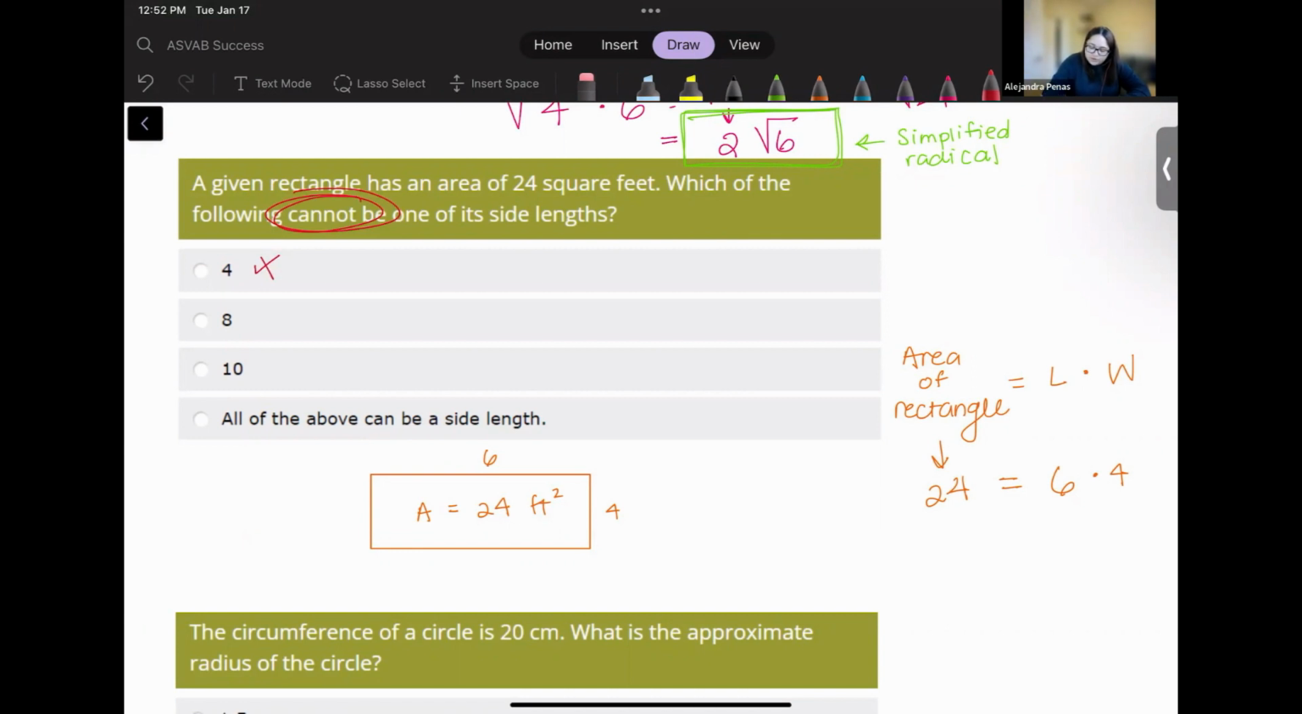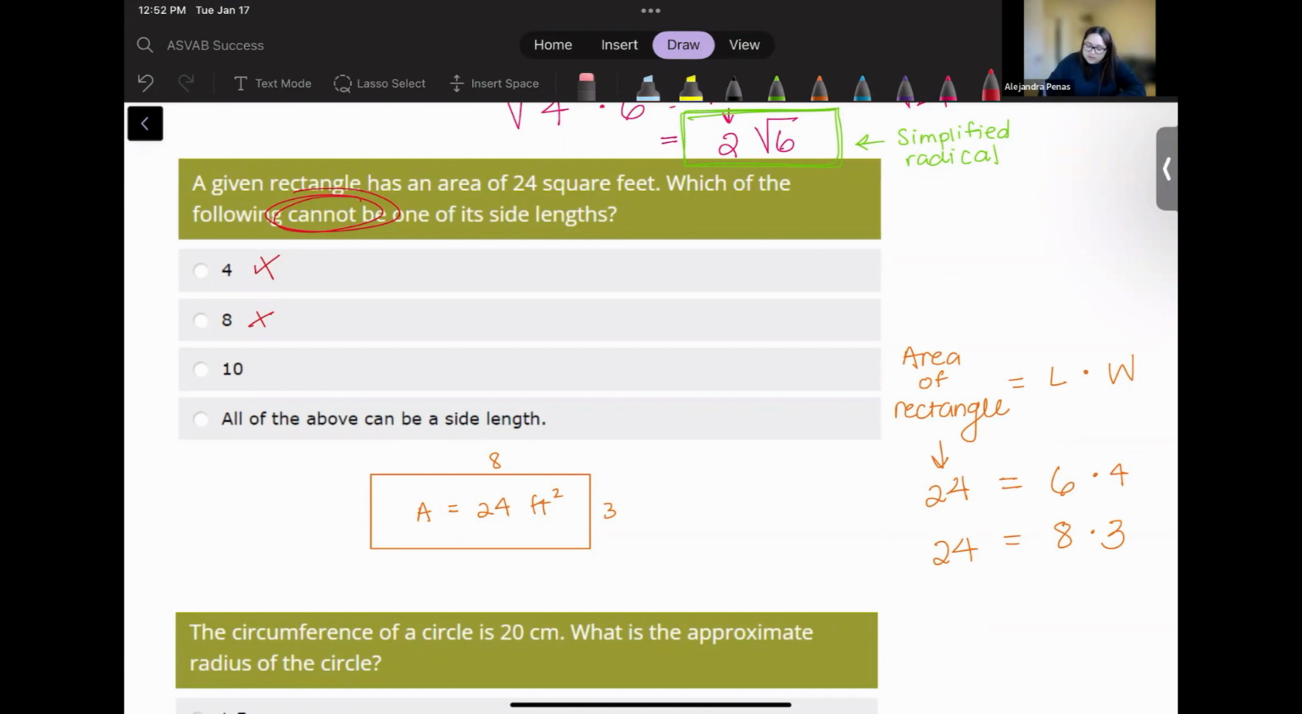Okay, what other two numbers can I multiply to get 24? 8 times 3. 8 times 3, very good. So that means that this could be 8, and this could be 3. So that means that this cannot be the answer because it works. So we're looking for the one that does not work.